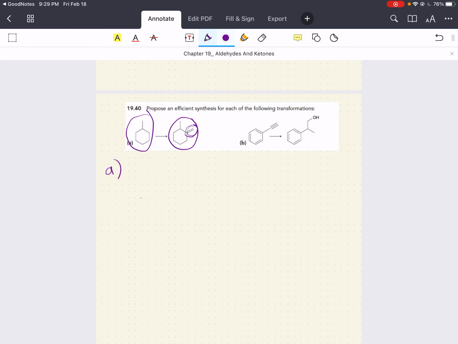If we had somehow a carbonyl at that site, ooh, let me draw that way better.